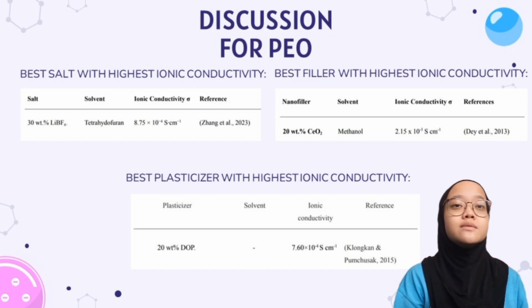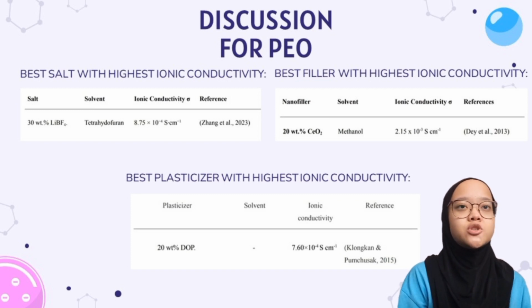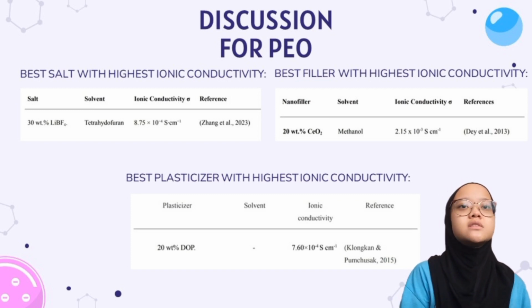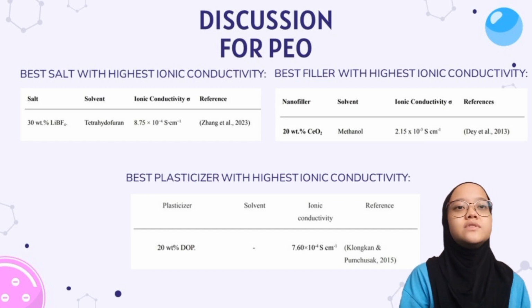Furthermore, by adding 20% diethyl phthalate (DEP) as a plasticizer along with nano-alumina into PEO mixed with lithium triflate system, it produced the best ionic conductivity, which is 7.6 times 10 to the power of -4 S/cm, due to the addition of DEP plasticizer and nano-alumina that decreases the crystallinity of the electrolyte.